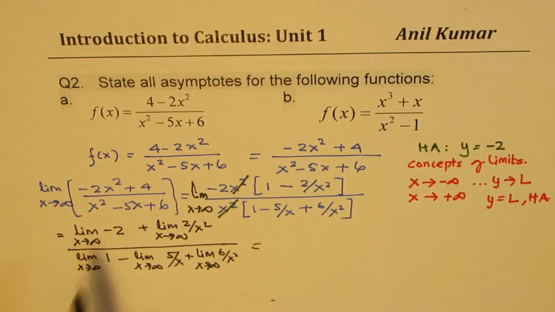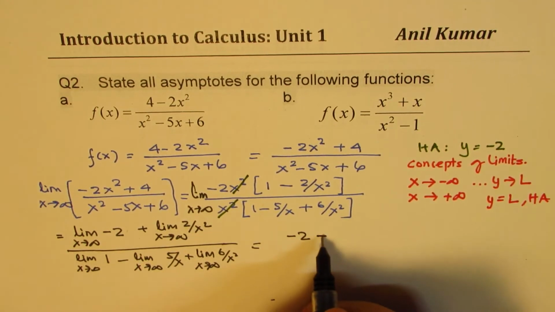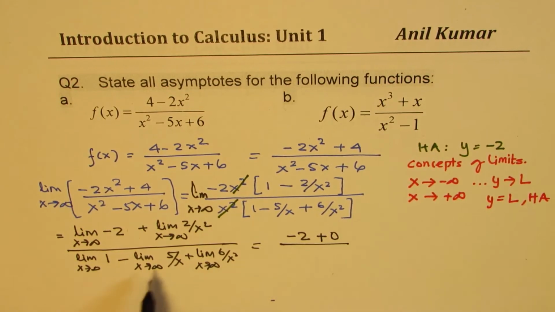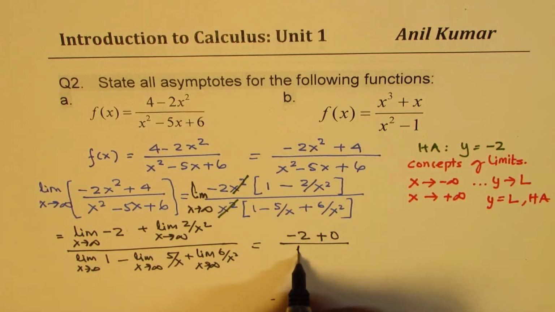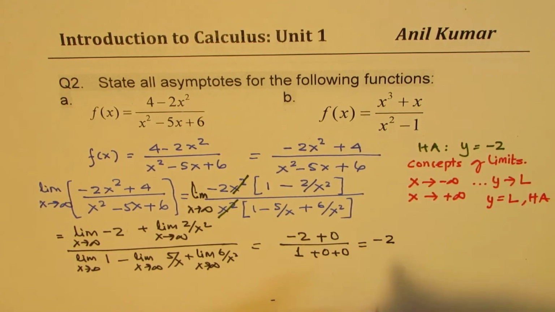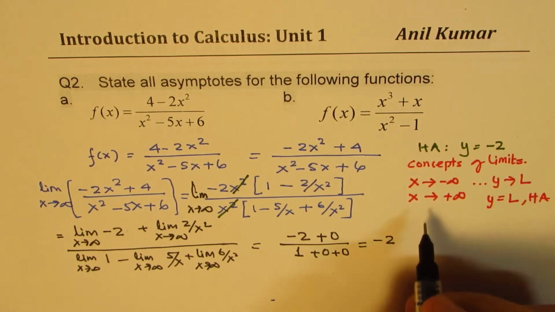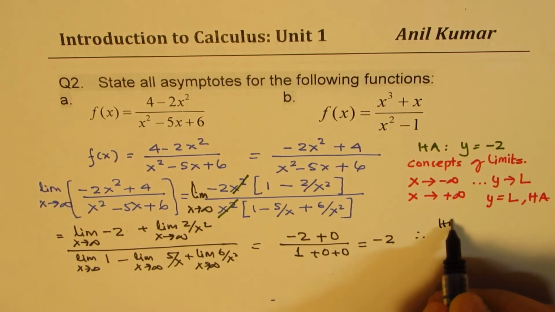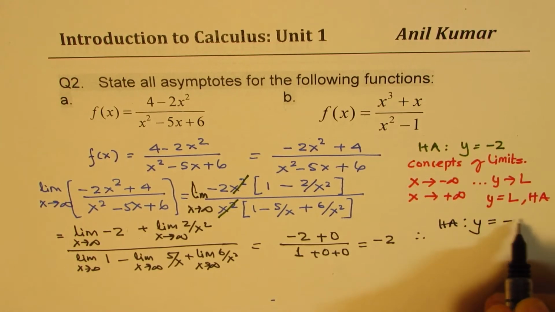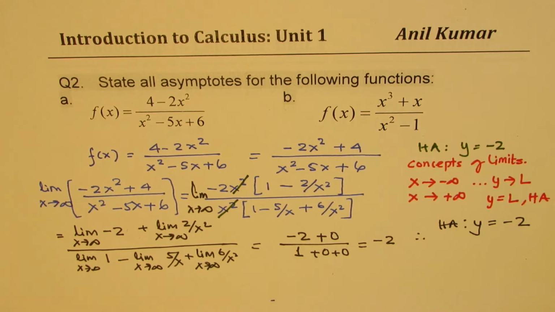This is a constant, so it will remain as minus 2. Now here, x is in the denominator, so that approaches 0. So we have plus 0 here. In the denominator, the limit of a constant remains 1, and these two limits will be 0. So we clearly get minus 2. So the y value approaches minus 2, and therefore we have a horizontal asymptote, which is y equals minus 2. Is that clear? So that is how you get your solution.